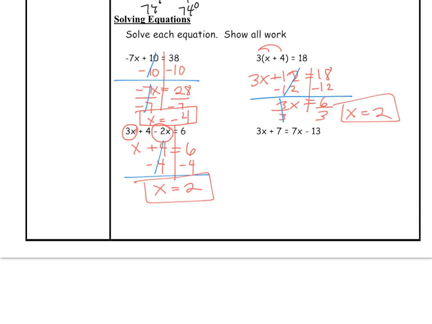Last equation here, I don't see anything to distribute. I don't see any combining like terms. Looking at each side separately, so I'm just going to draw my balancing line and move to isolating. I have to add or subtract to get my variables on the same side. So I'm going to subtract 7x because it's positive. I have to do the opposite. So minus 7x.